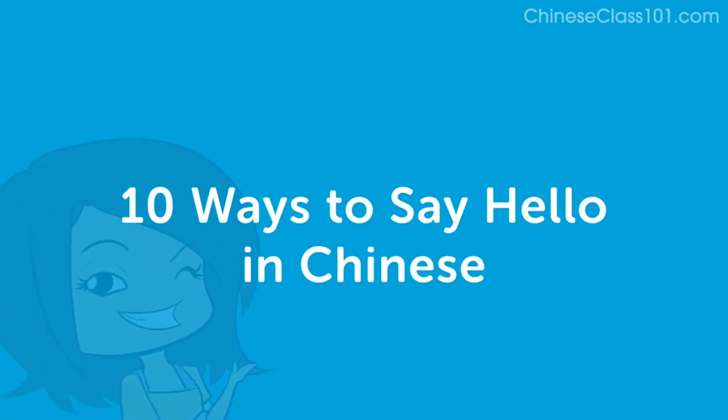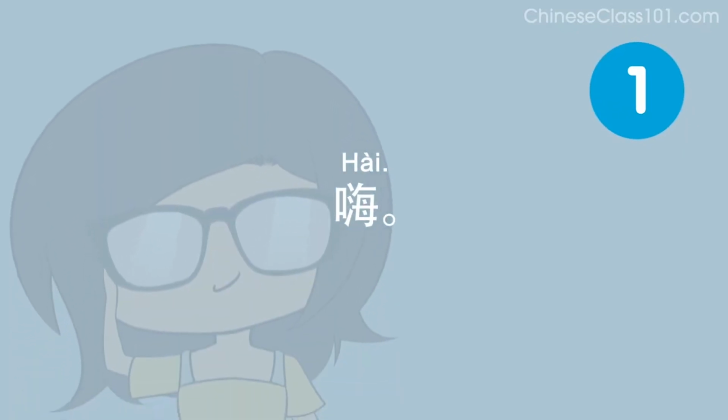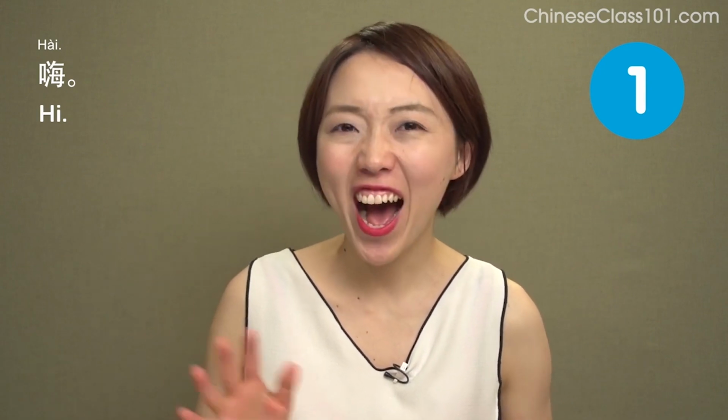Hi, welcome to Chinese Top Words. Today we're going to talk about 10 ways to say hello in Chinese. Let's get started. Hi. I think this is just a literal translation from the English. We created this character for hi. This character is only for this meaning. This is a very casual one.